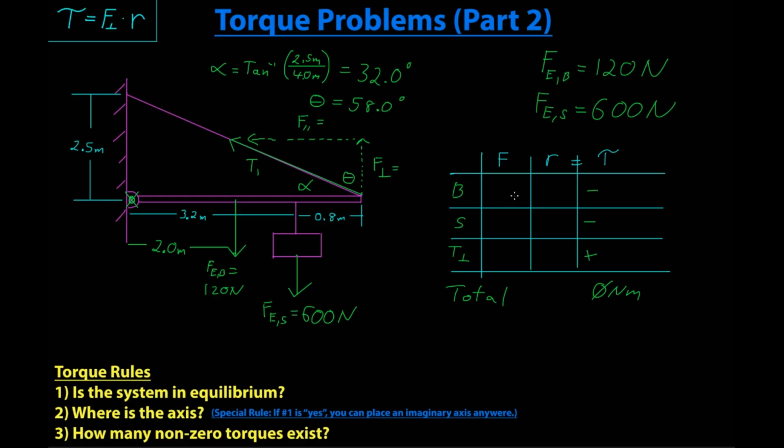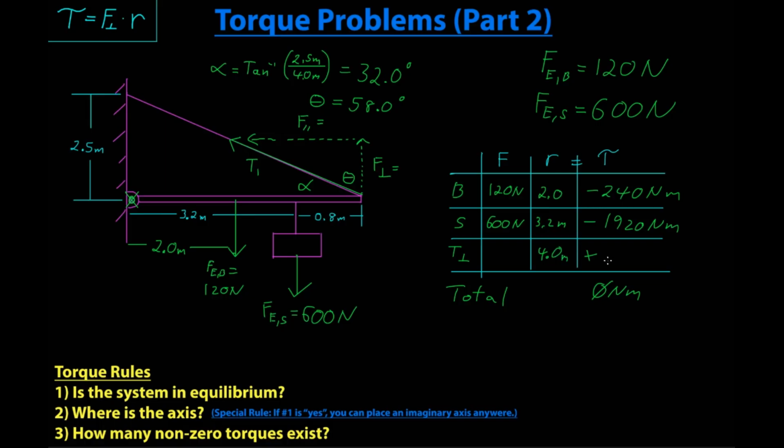All right, let's start filling in. Force from the bar, 120 newtons. Radius for the bar, the hinge to the center of mass of the bar, is 2.0 meters, which gives us negative 240 Newton meters. Force for the sign, 600 newtons. Radius for the sign, 3.2 meters, which gives us a torque of negative 1920 Newton meters. Force for the tension, unknown. Radius for the tension is going to be 4 meters.